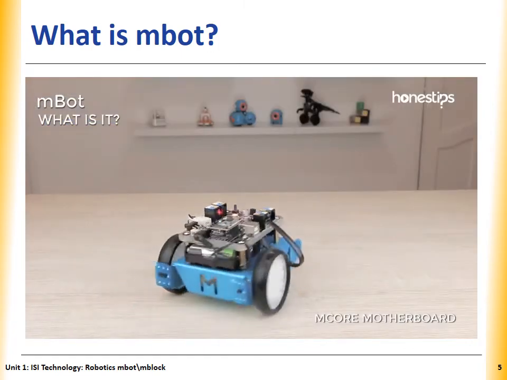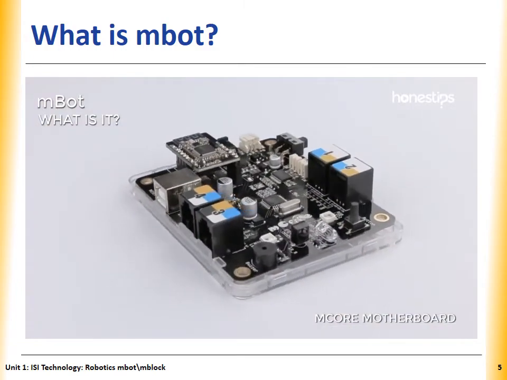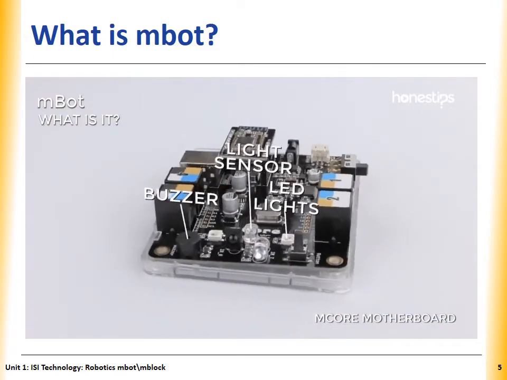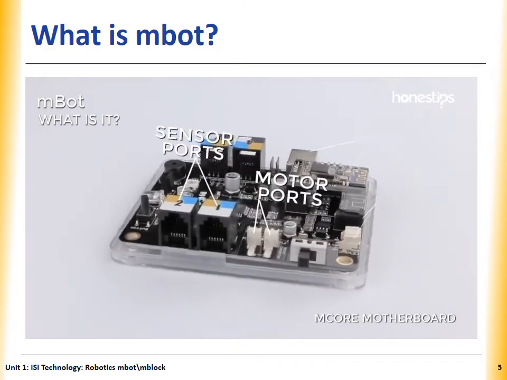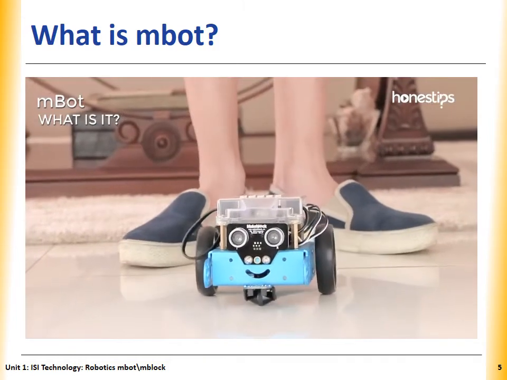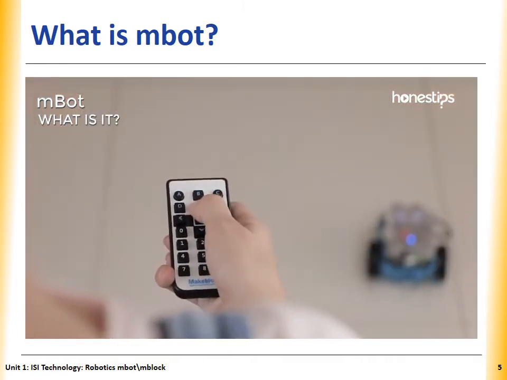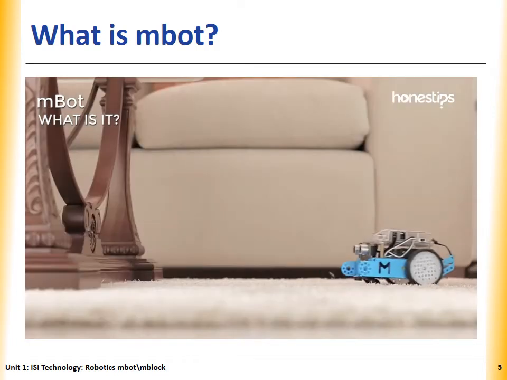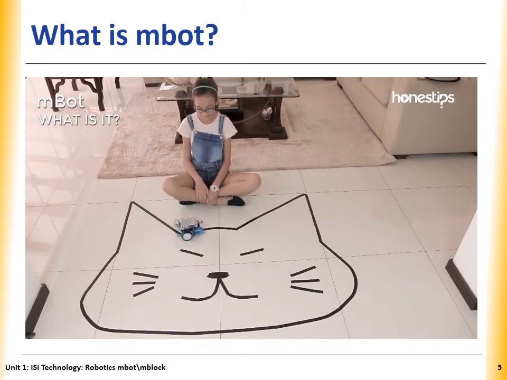The essential part of the mBot is its motherboard, M-Core, based on Arduino. It comes integrated with a light sensor, LED lights, buzzer, and ports for sensors, motors, power, and communication. You can play with mBot in the following ways. After assembling it, you can drive it with your remote control. Also, it allows you to avoid obstacles automatically or follow a line.